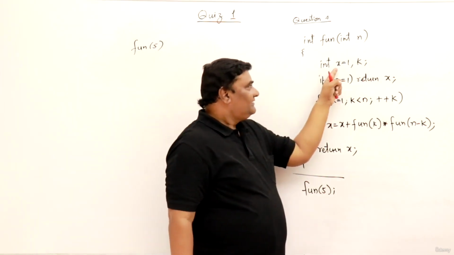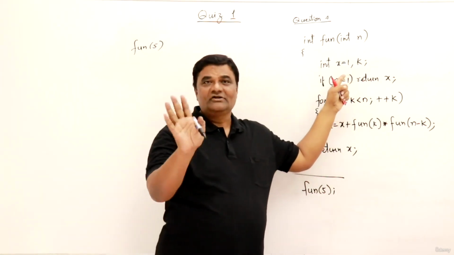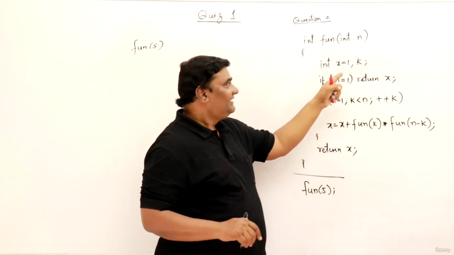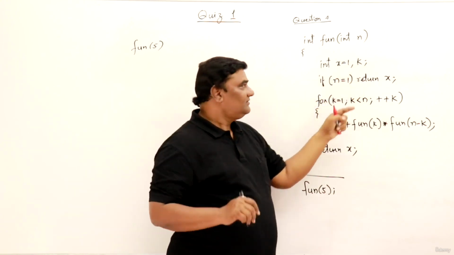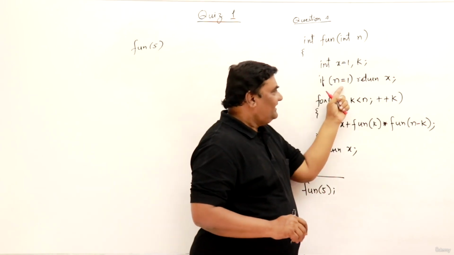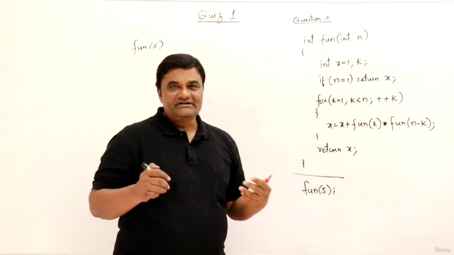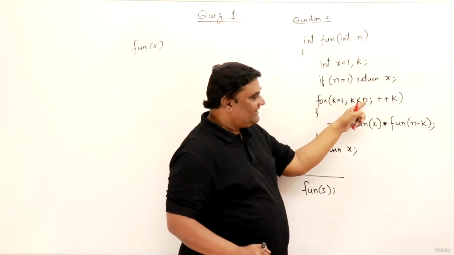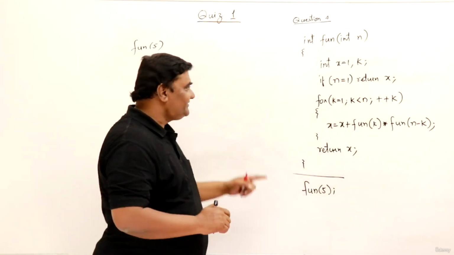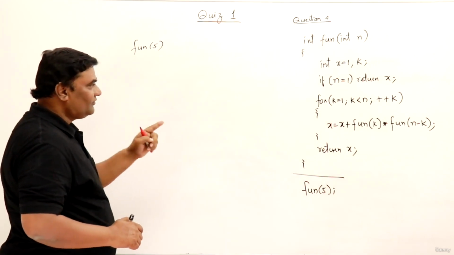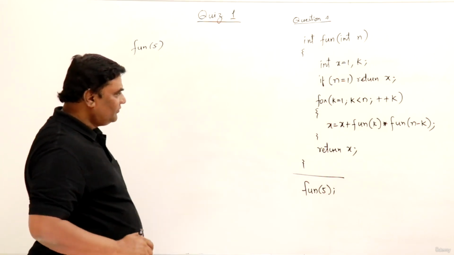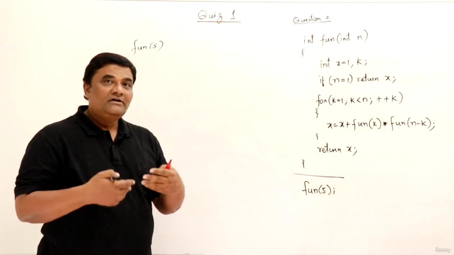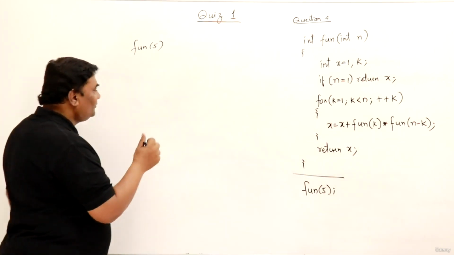Then these are local variables. Yes, these are not static. So in every call x will become 1. Remember this. k is also newly created in every call. Okay, we will use them. n is equal to 1, return x? No, it is not 1. Then for k assign 1 to less than n. 1 to less than n means 1, 2, 3, 4. So for k assign 1, 2, 3, 4, these statements are repeated. So many times they are repeated. So let us do it.